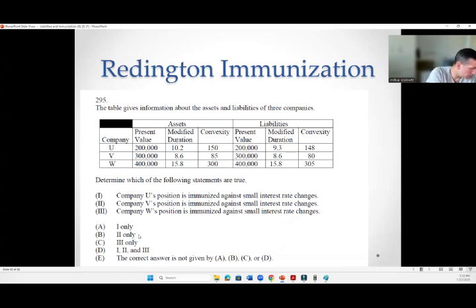B, because for company U, you have present values matching. You don't have duration matching. You don't have modified duration matching. So that's out of the question. Here you have present values matching, you have modified duration matching, but the convexity for the assets is smaller than the convexity for liabilities. Here the present values are equal, the modified duration is equal, and the convexity is bigger for assets than liabilities.